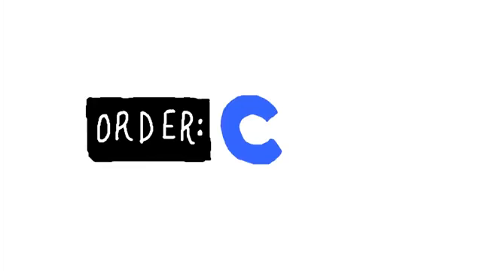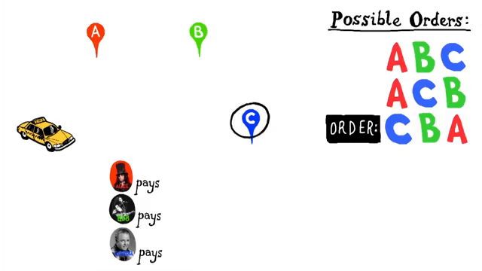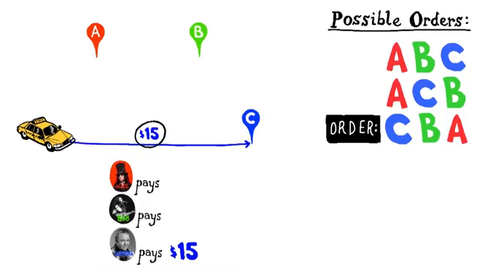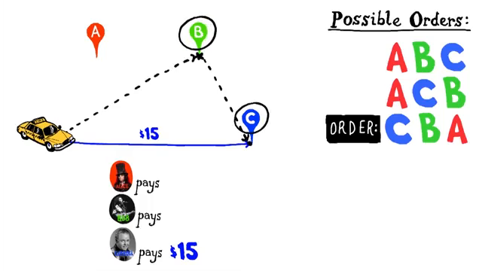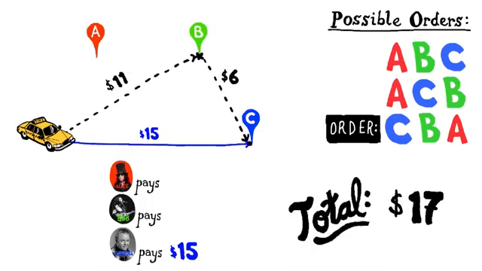Let's do one more example. Say the order is CBA. Since Carol gets into the cab first, he pays $15, what he would have paid on his own. Next, Bob joins in. The cheapest way to get Bob and Carol home is to first stop at Bob's and then proceed to Carol's house. That costs 11 plus 6, or 17. Since Carol has already contributed $15, that leaves only $2 for Bob to pay.